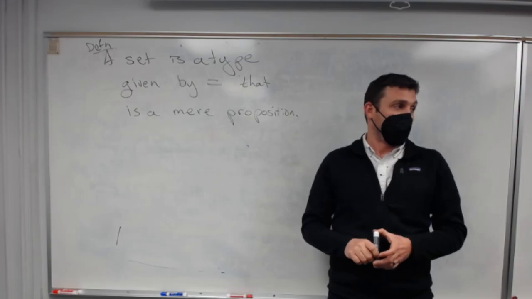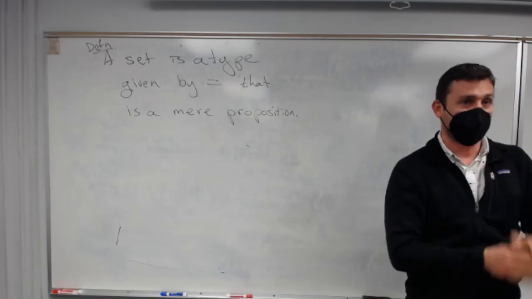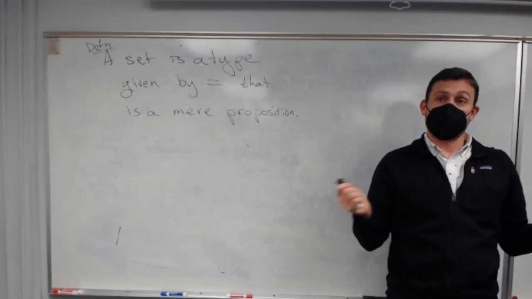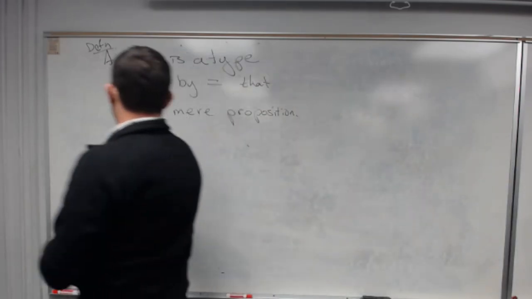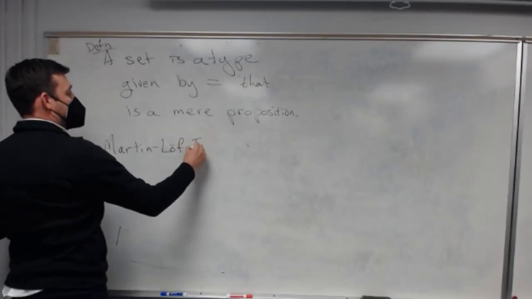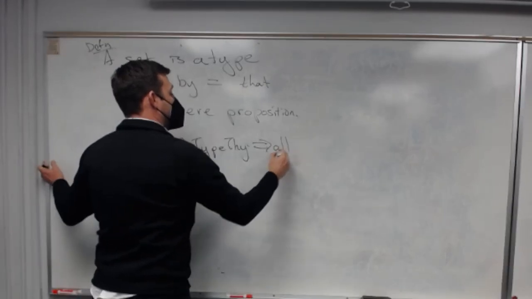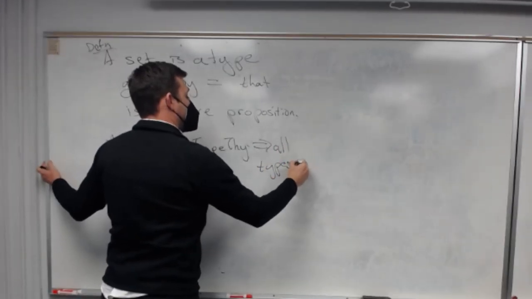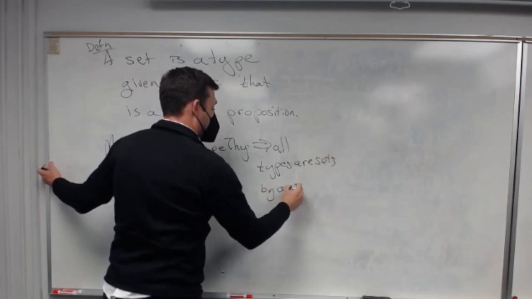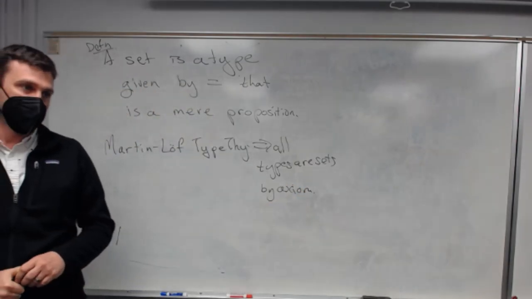What are the types you mean, not sets? Types. Yeah. Types whose equality is a mere proposition. Now, Martin-Lof introduced a type theory in which all types are sets, by axiom. He just defined the only equality to be a mere proposition.